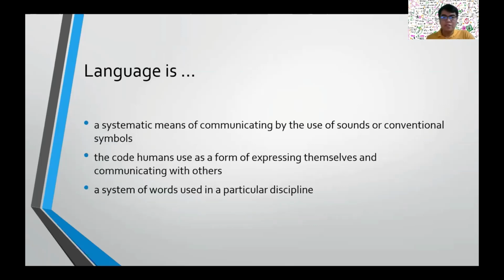So language is a systematic means of communicating by the use of sound or conventional symbols. The code humans use as a form of expressing themselves and communicating with others. Language is a system of words used in a particular discipline. Language is important. We should be able to master language in order for us to convey ideas, concepts, and principles.